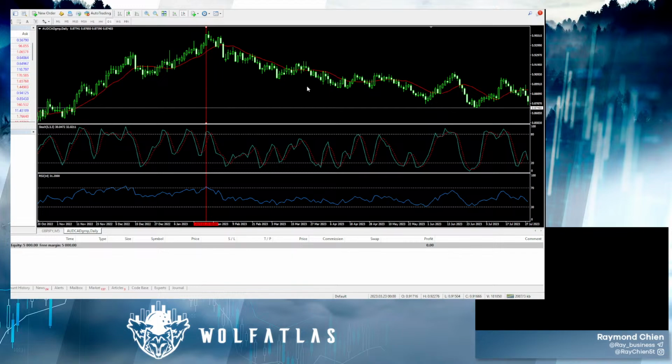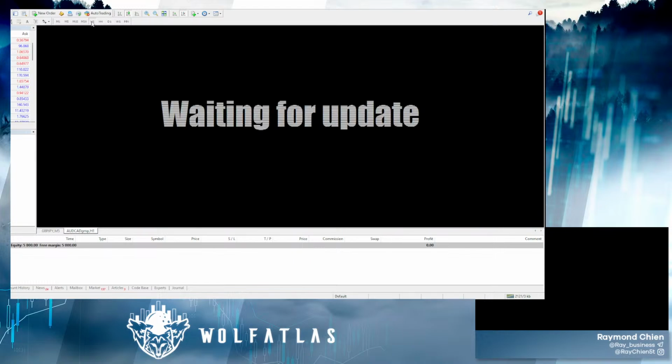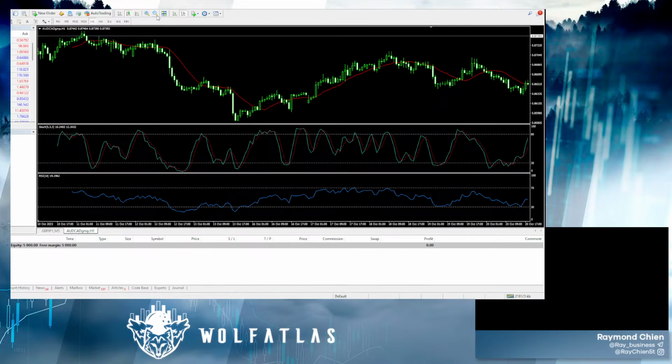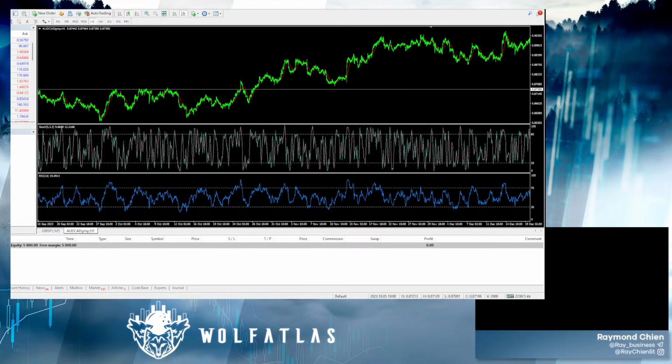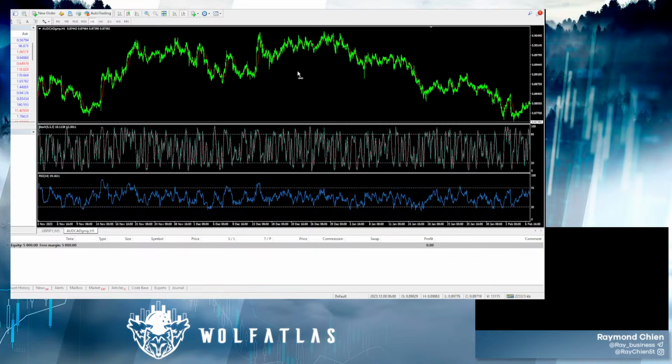But today, we're going to talk about how we can exit the trade. With this setup, for example, that we found on AUDCAD, let's take a look at how to exit the trade. To exit the trade, you have to utilize a different time frame, but the strategy stays almost the same. Drop it down to H1.